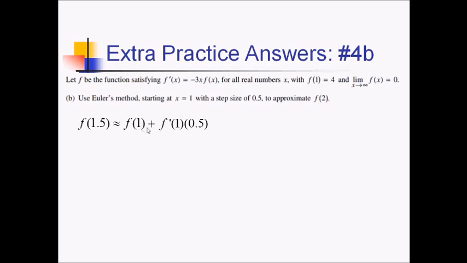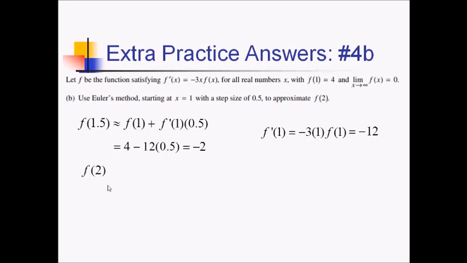F of 1, we know from what they told us here, is 4. F prime of 1, well, now we have to plug 1 into f prime up here. So that's negative 3 times 1 times f of 1. So what's f of 1 again? Oh yeah, it's 4. So this is really just negative 3 times 1 times 4, or negative 12. So this is going to be negative 12 times 0.5. This is essentially 4 minus 6, which is negative 2.